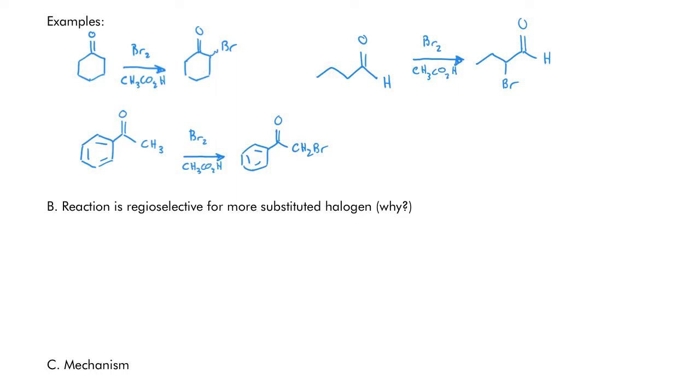The examples I've just shown you all only have one possible enolizable alpha position. Now, what happens when we have a substrate that has two different alpha positions? Well, it turns out that there is a regioselectivity, a preference for one of the different alpha positions to be halogenated. Let's take a look and try to see if we can figure out why that is.